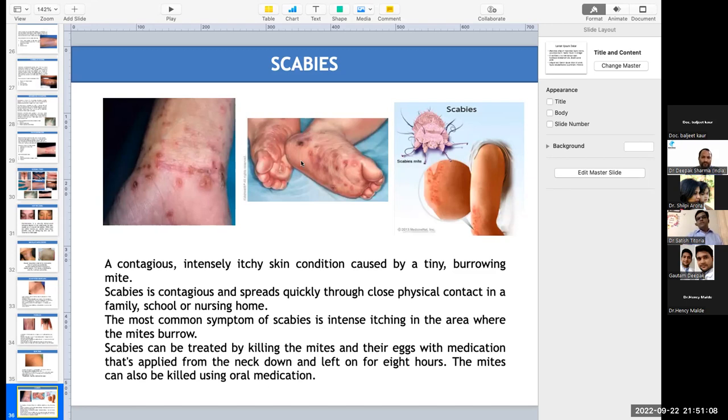If you see these kinds of eruptions, where you can see the pictures, this is a severe scabies, but even a tiny eruption, you should think scabies.